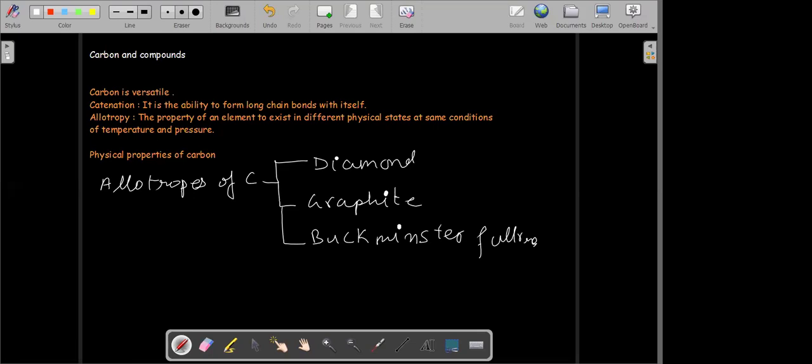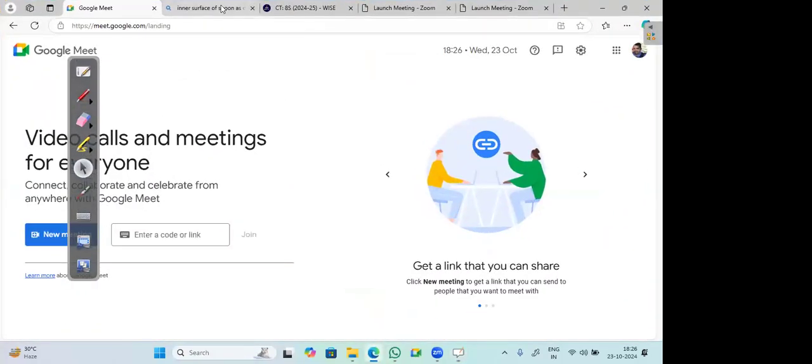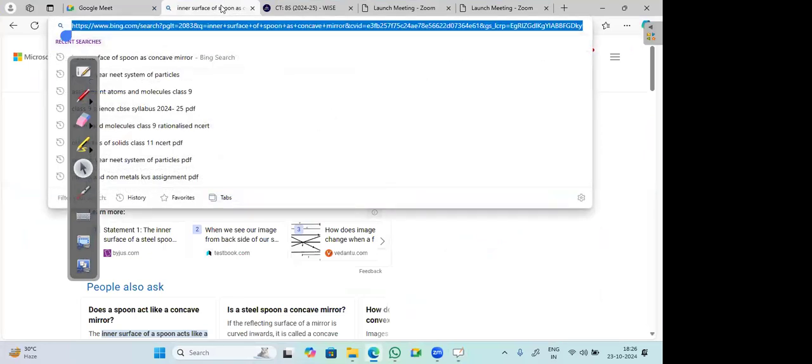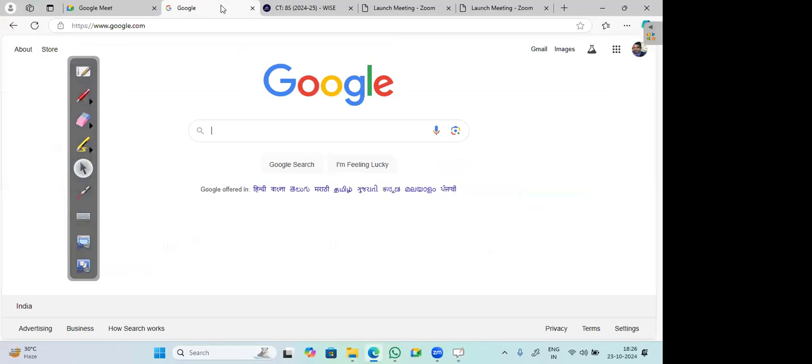First of all, we will look at why diamond is hard. Diamond is hard because of its tetrahedral structure. Just remember the word tetrahedral shape, or you can say tetrahedral geometry. The geometry of diamond is tetrahedral. I'll show you what a tetrahedral geometry looks like. In 3D, a tetrahedral geometry looks something like this. You can observe here a tetrahedral geometry.